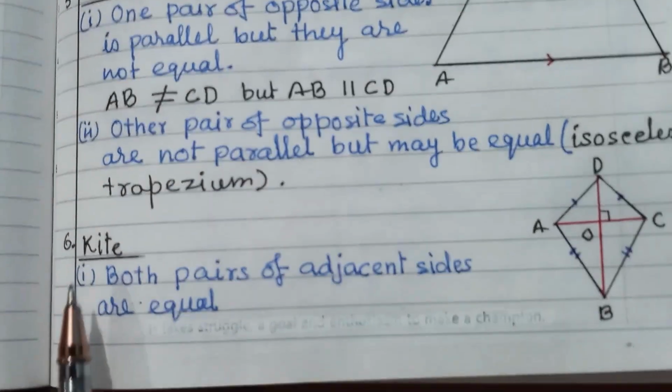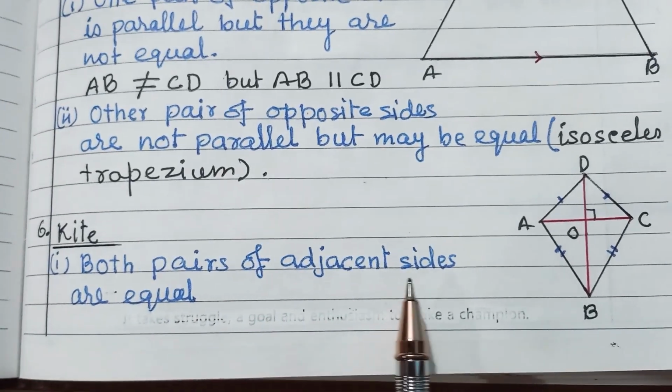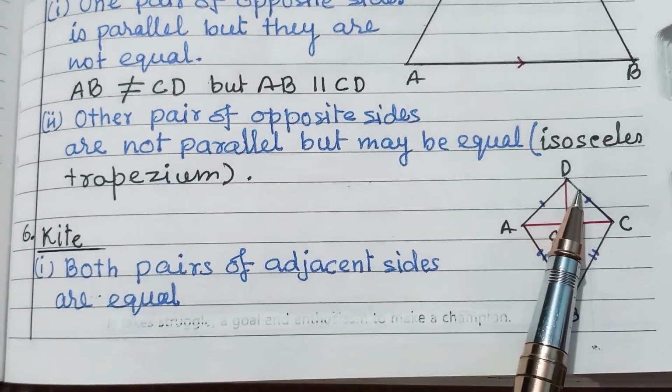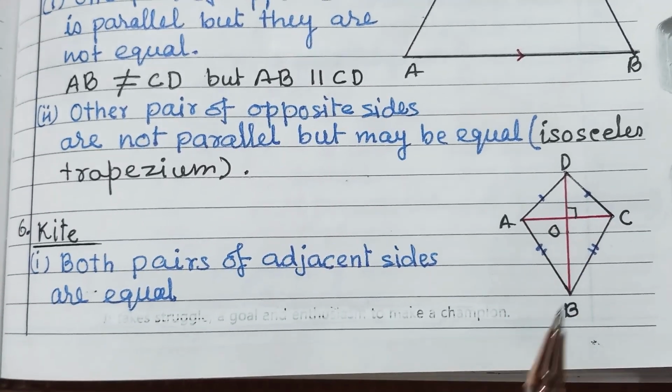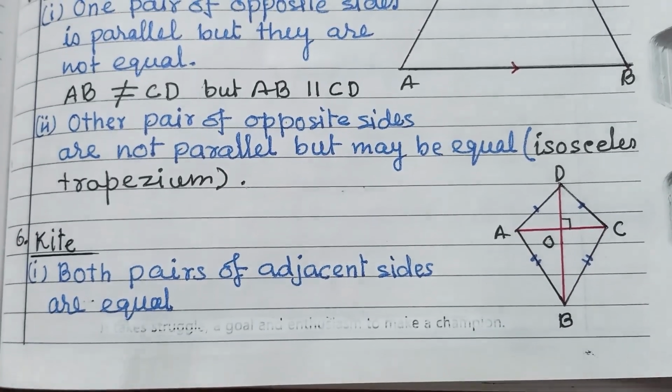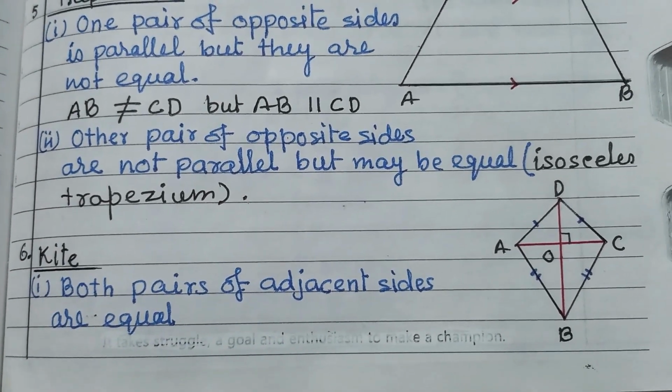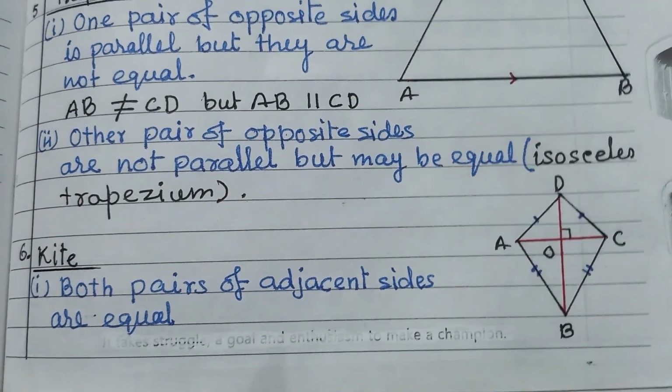Then next is kite. Both pairs of adjacent sides are equal. These two sides are equal and these two sides are equal. Okay, it is the figure of a kite. So these are the 6 types of quadrilateral I have drawn here.